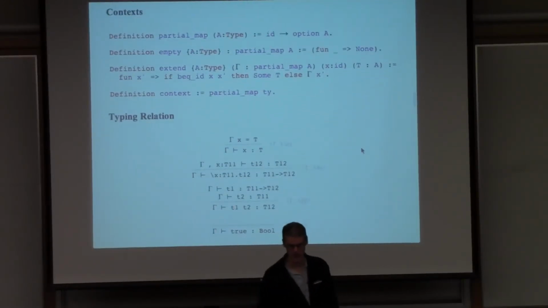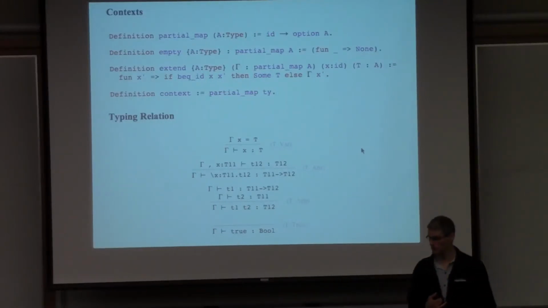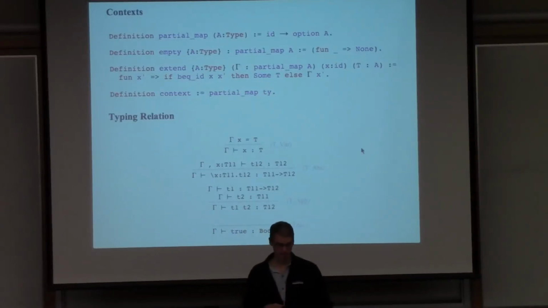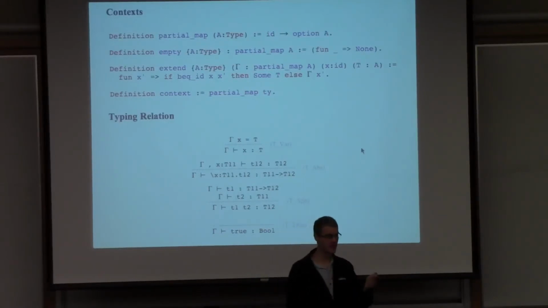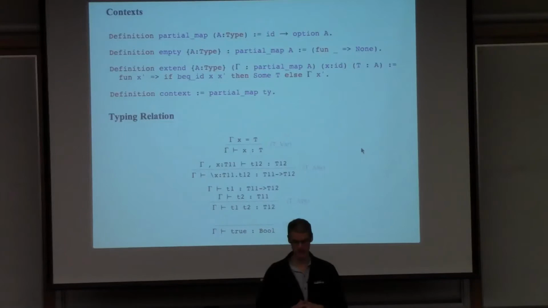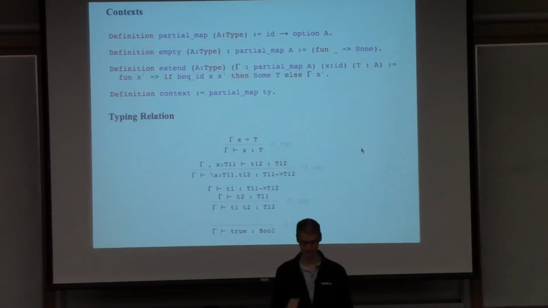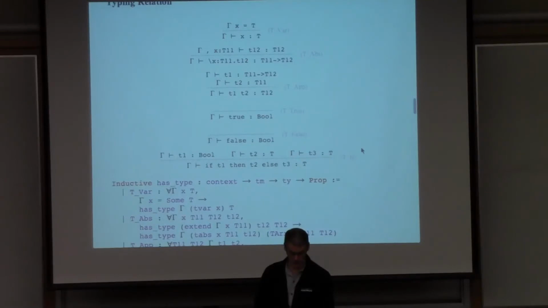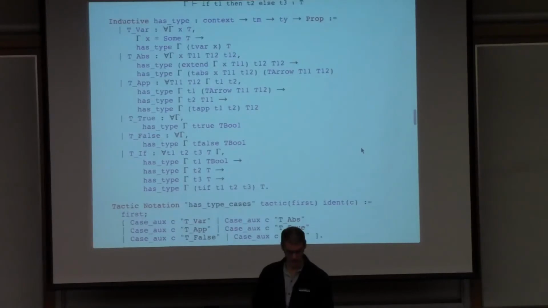So a context is a partial map, that is, a function from identifiers to options. The empty map is the partial map that always returns none. Extend is the function that takes a partial map and adds something to it, or perhaps overwrites something that's there. And then a context is a partial map where the range type is types of the lambda calculus. And now the typing relation is the standard one that you could all write in your sleep. And here's how it looks in Coq.